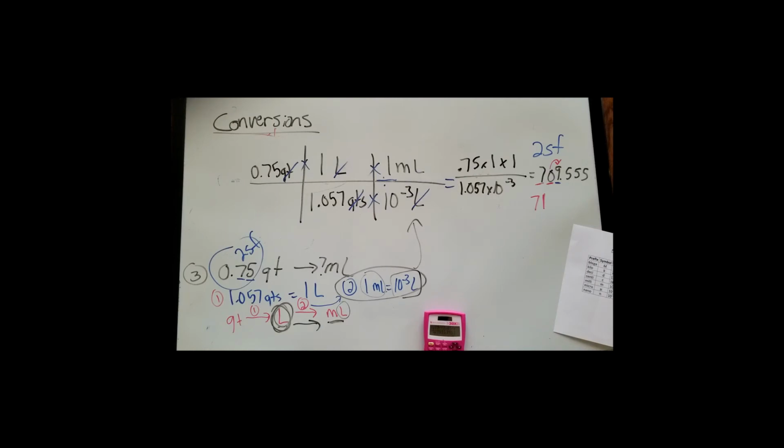So what's the only number that is sometimes not significant? A 0. A 0 is the only one that sometimes doesn't count. So as long as I don't put a decimal there, that 0 does not count. I still only have 2 sig figs. I'm in the 700 range, so I'm good there. And then I just need to make sure I'm including my units. So 0.75 quarts is equal to 710 milliliters.